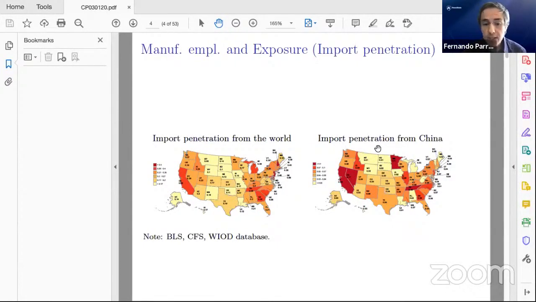So in order to answer these types of questions, in this paper we develop a dynamic model that crucially is going to feature forward-looking decisions of households on where to supply labor, forward-looking decisions of firms on entry, exit, and where to locate production, and capital accumulation.